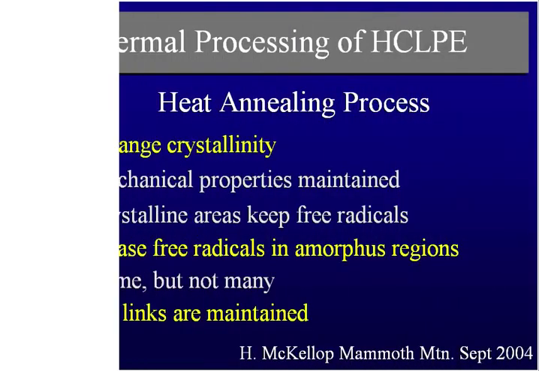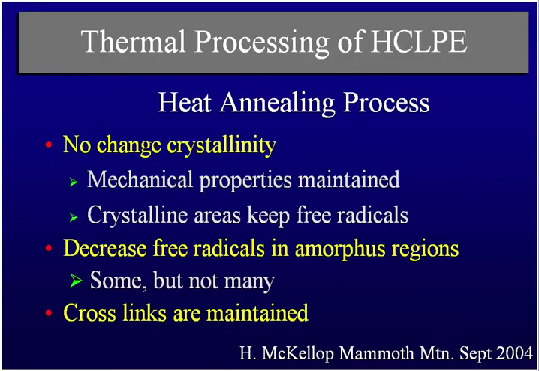The other process is heat annealing. So you heat it up, warm it up, but you don't go above the remelt. So the crystalline areas don't come into a fluid form. So you keep your crystalline areas. So the mechanical properties are maintained. The crystalline areas tend to keep the free radicals. The higher heat does get rid of some of the radicals in the amorphous areas, but not many. But the cross-links are maintained.